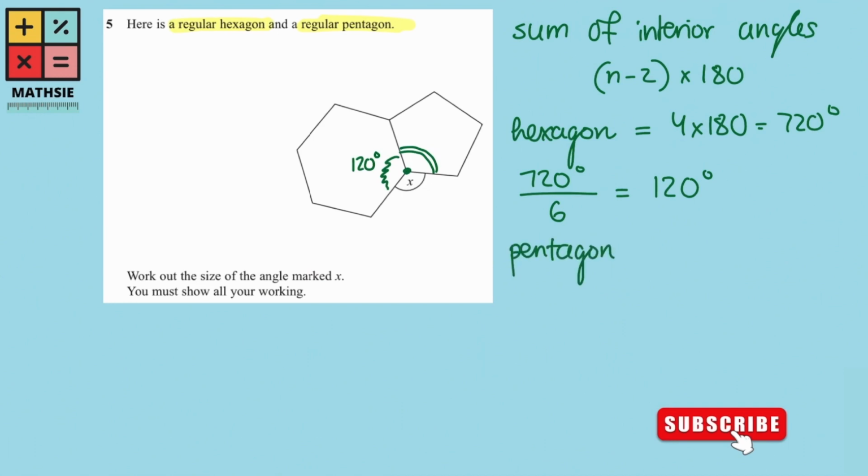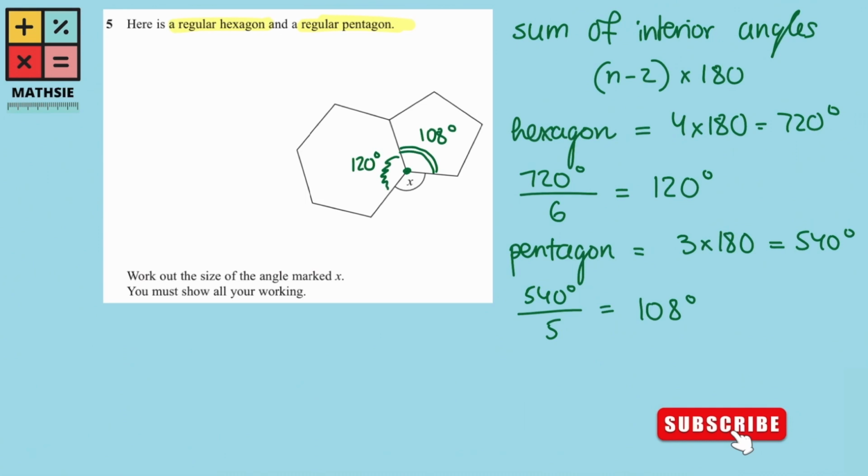Now, we need to do exactly the same steps, but for the pentagon. So for the pentagon, I know that there are 5 sides, so that means n minus 2 would be 5 minus 2, which is 3, times 180, which would give me 540 degrees as the sum of the interior angles. Again, that's a regular shape, a regular pentagon, so I need to divide by the number of angles. So that's 540 divided by 5 to figure out what each interior angle is, and I get 108 degrees, which I can write on the diagram as well.